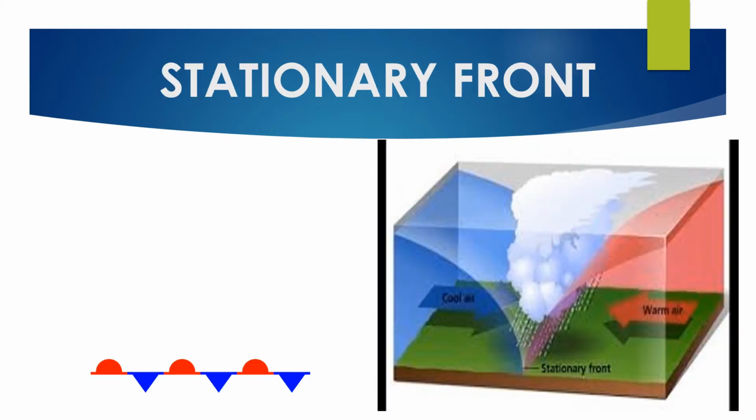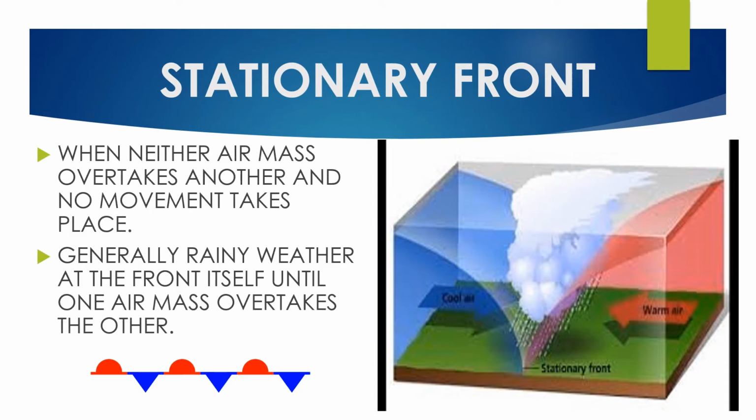Now, sometimes you have air masses that will meet and nothing will happen. One will not overtake the other. That's what's called a stationary front. And the symbol at the bottom of this slide is how they describe a stationary front. It means that cold air and warm air are pretty much at an impasse. One is not overtaking the other.